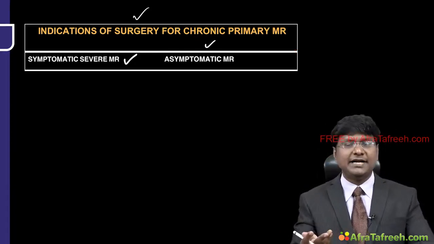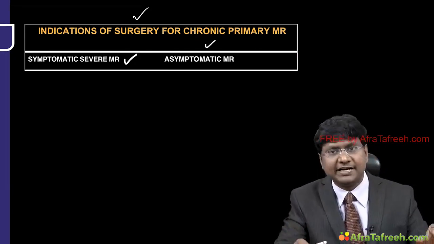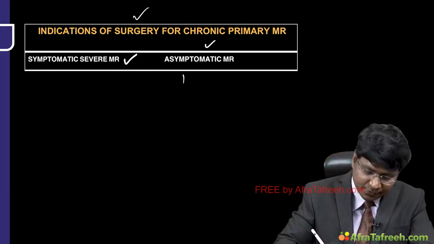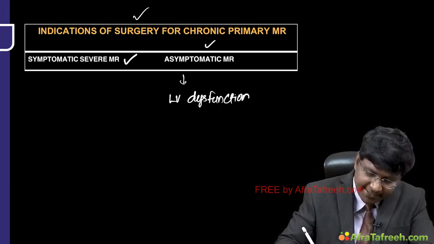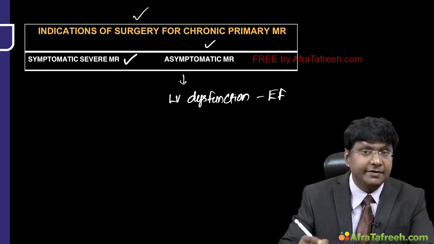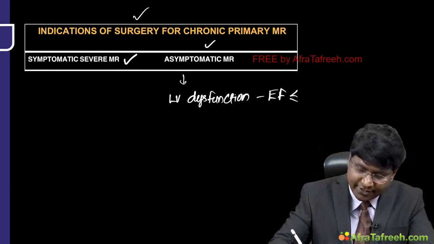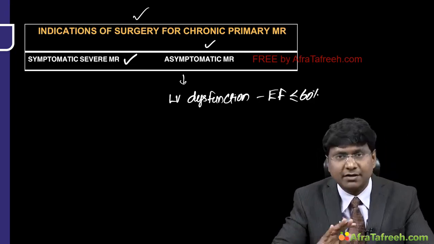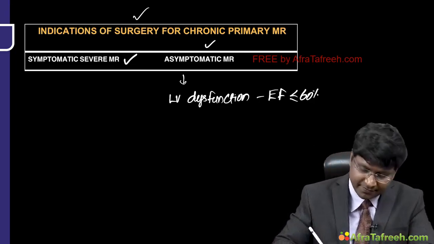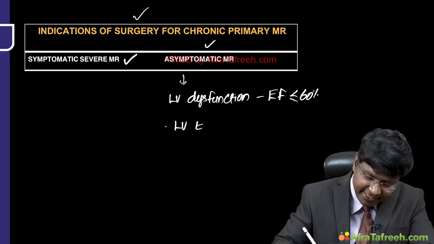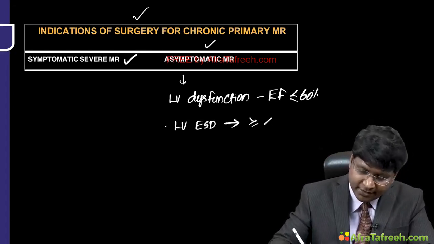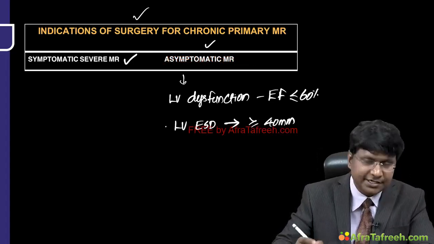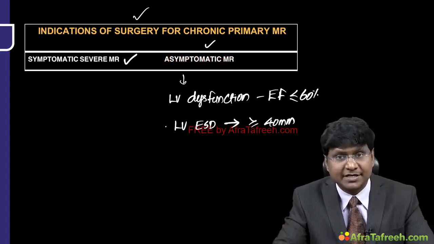Now, in asymptomatic MR, when will you do the repair or replacement? If there is left ventricular dysfunction and the ejection fraction is reduced to less than or equal to 60%, it's an indication for valve replacement or valve repair. And if the LV end systolic diameter is increased to more than 40 mm, it's an indication for valve repair or valve replacement.